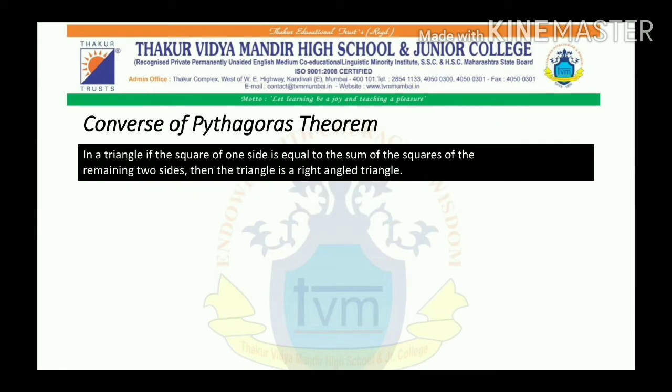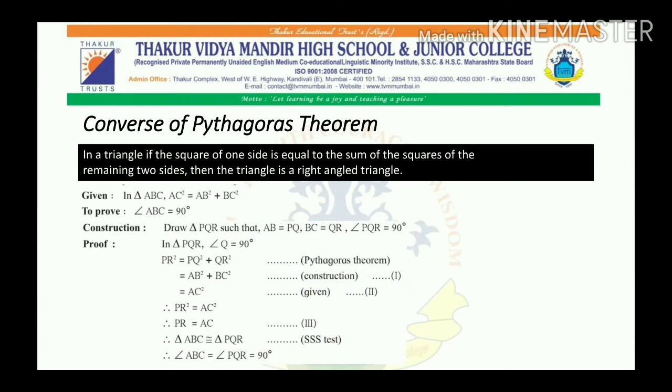Statement: in a triangle, if the square of one side is equal to the sum of squares of the remaining two sides, then the triangle is a right angle triangle. Given that in triangle ABC, diagram is here, AC square is equal to AB square plus BC square, we have to prove that angle ABC is equal to 90 degrees. For that you need some constructions.